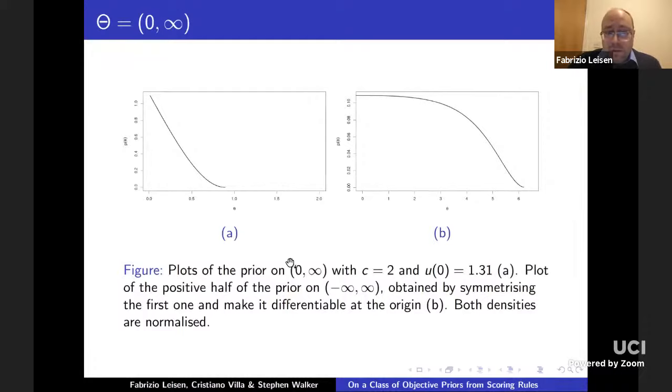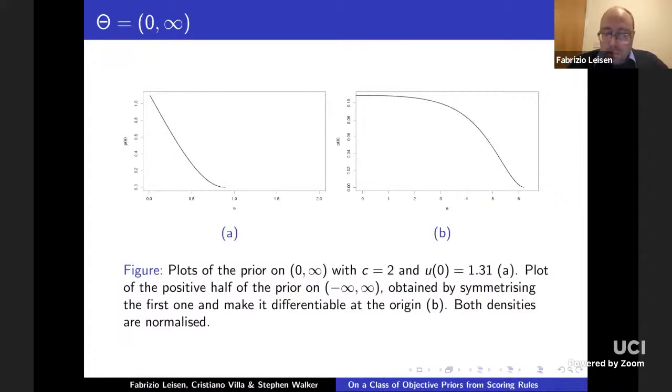Now, when we consider the case minus infinity plus infinity, we can symmetrize the prior that we just found for the case 0 plus infinity. Now, if we do this, we are going to have a discontinuity in 0. We can do this, but if we don't like the discontinuity, we can try to smooth the prior in that point. In the paper, we give details how to do this, and the resulting prior is the one that is in panel B. In panel B, I'm just displaying the positive half of the prior, so not the whole prior.